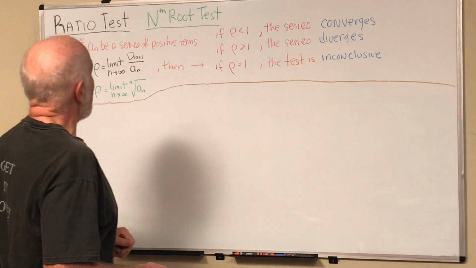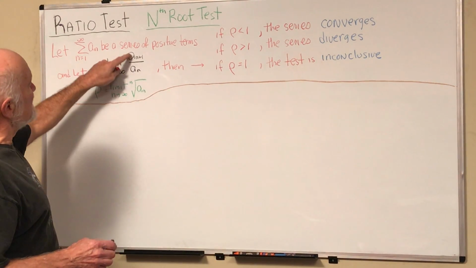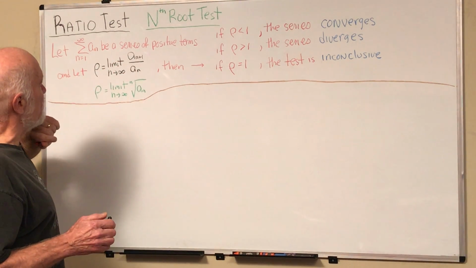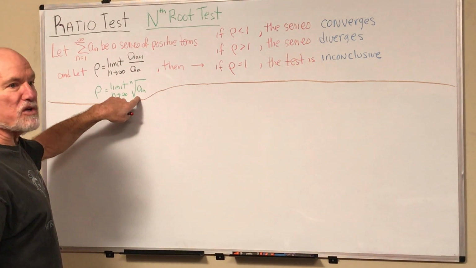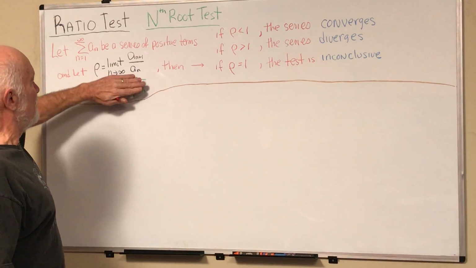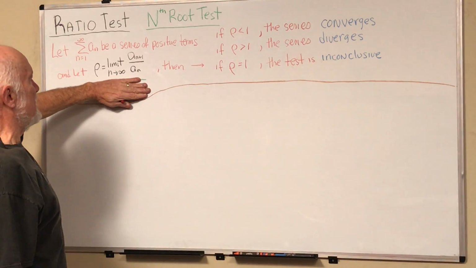Now, the nth root test is the exact same thing, except instead of taking the ratio of the n plus first term to the nth term, you take the nth root of the nth term. So let's right now just concentrate on the ratio test.